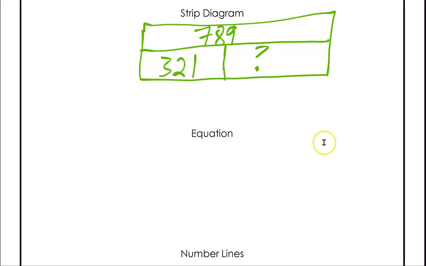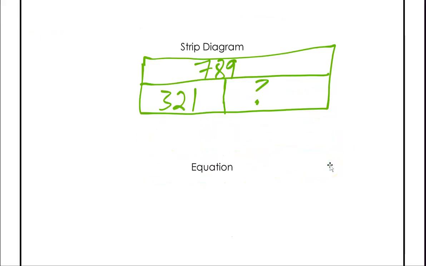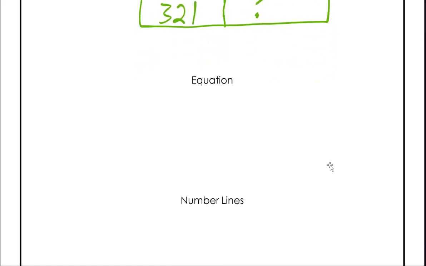Now let's go to our equation. We know we're going to have to do what? Add, subtract, or multiply and divide. Well, if you look, it's 3 numbers. So we're not going to multiply and we're not going to divide because I have not shown you that. So we're either going to add or subtract. Now, if we add them, we would have a new total. It wouldn't be 789 because 789 plus 321 would be more than 789. So we're not going to add, we're going to subtract.